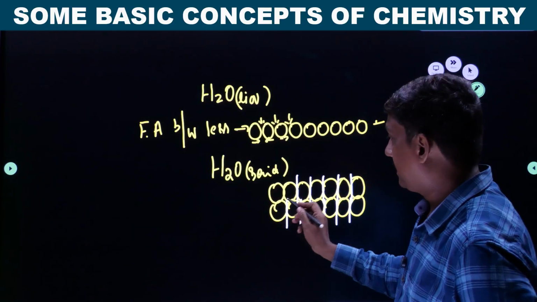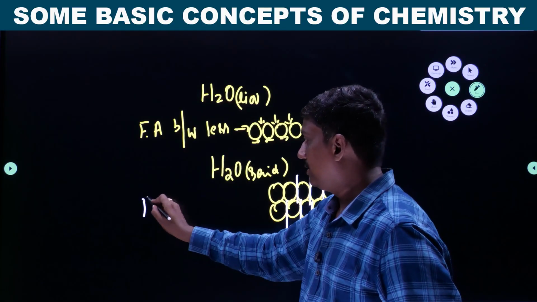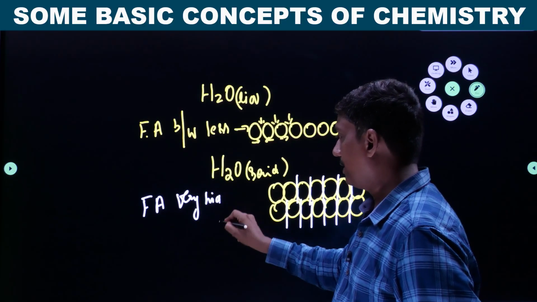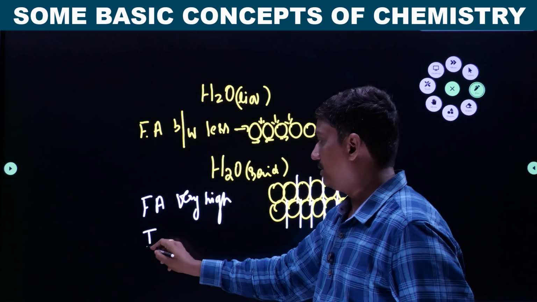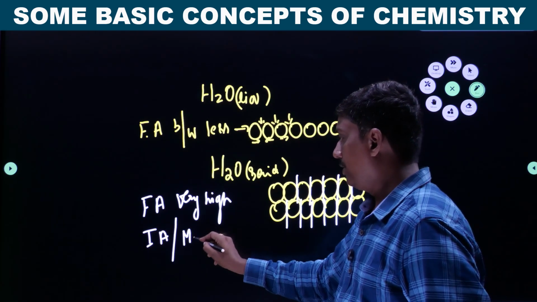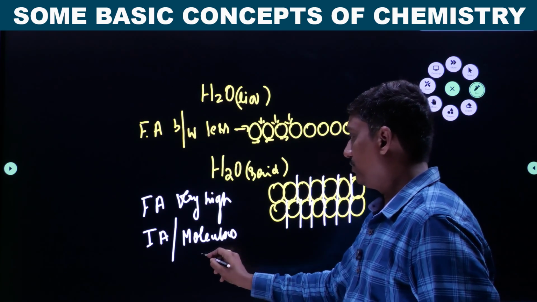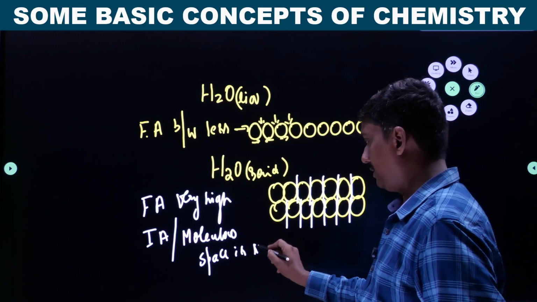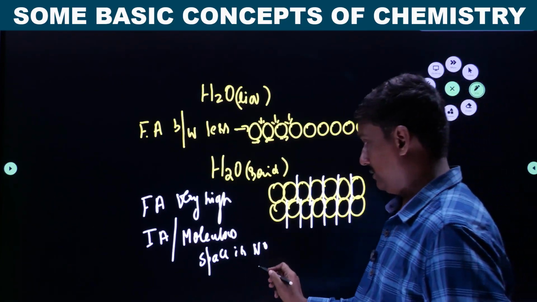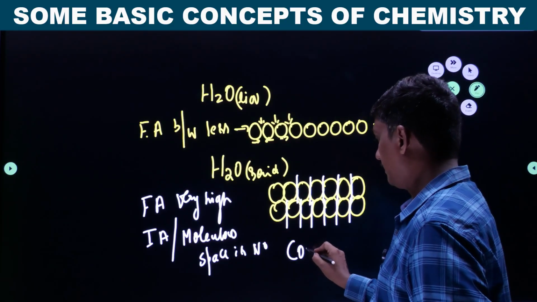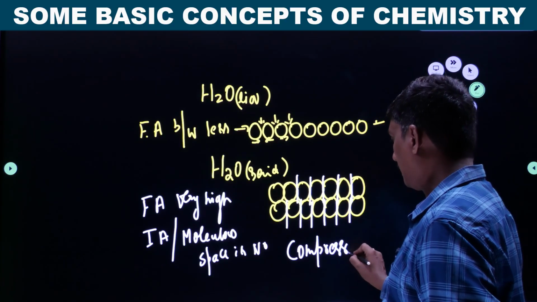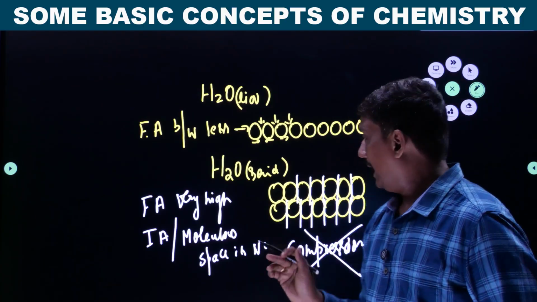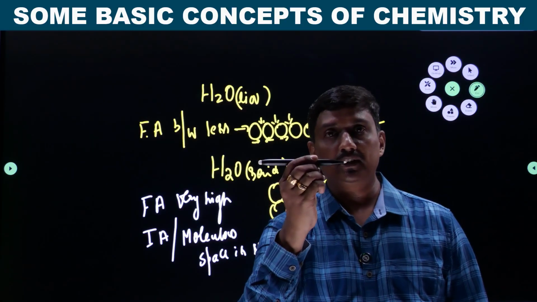As a result, it has a definite shape. Here, the force of attraction is very high, and the interatomic or molecular space is very negligible, or we can say none. This does not undergo compression. Compression is not possible. As a result, it has a definite shape.